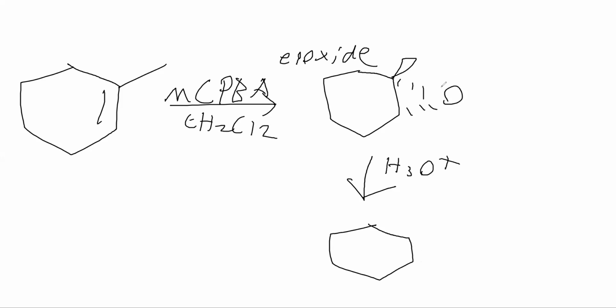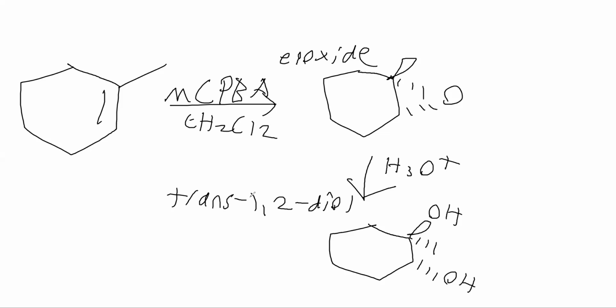So that will just break up this, similar to when we have an X here, we would add water to this carbon to break this bond. You don't have to know the mechanism for this, but you should know that acid will open an epoxide and form a 1,2-diol, specifically a trans 1,2-diol, because the OHs are trans to each other.